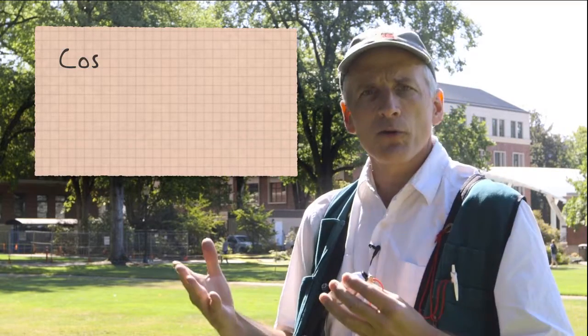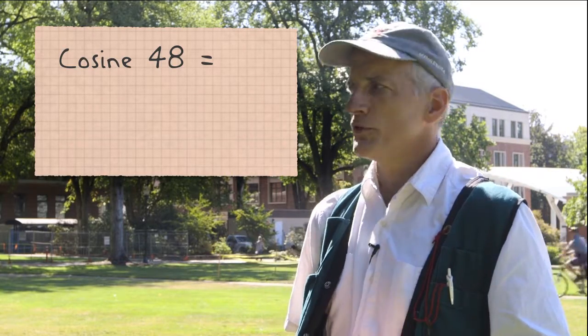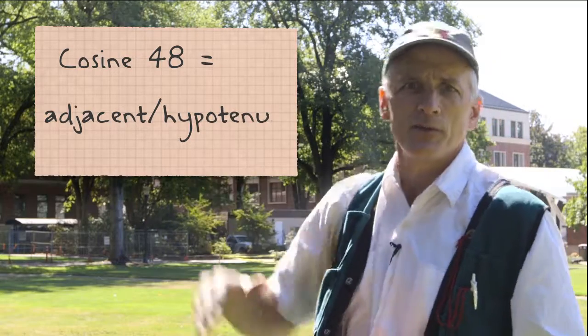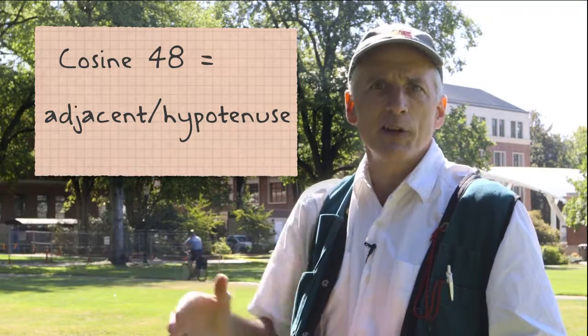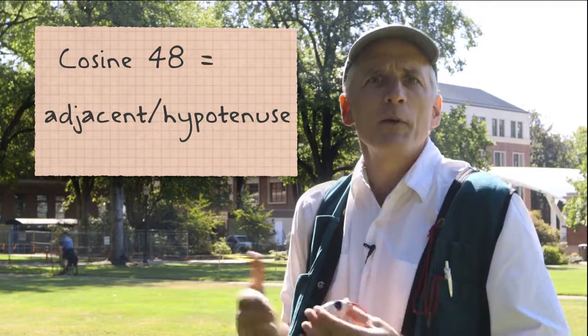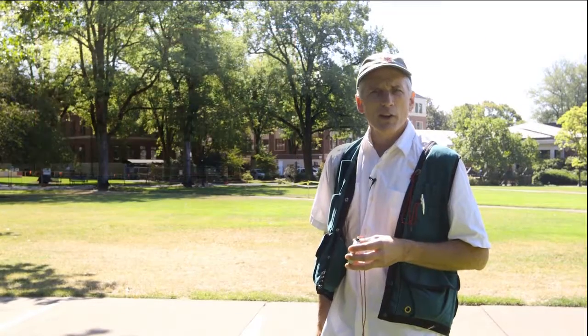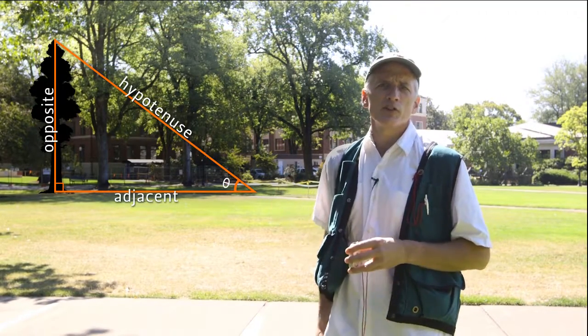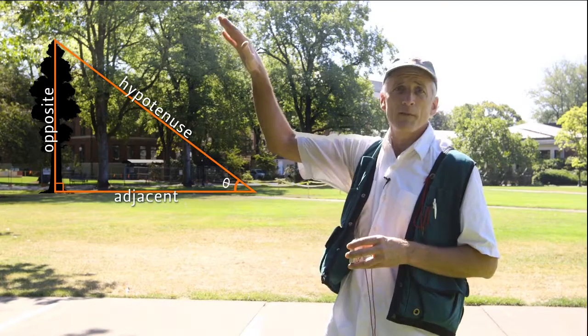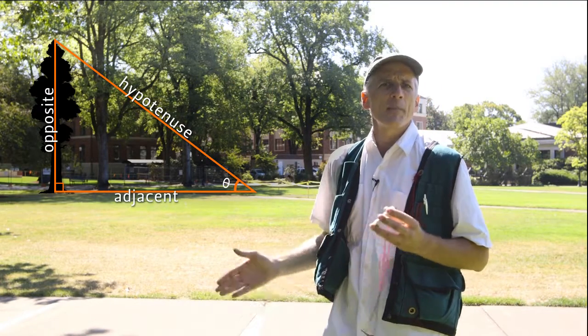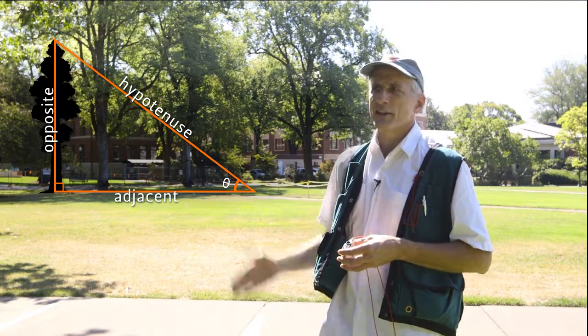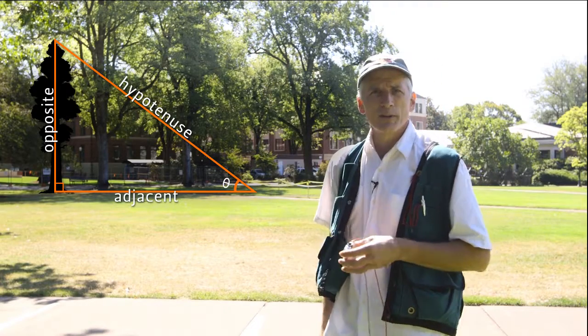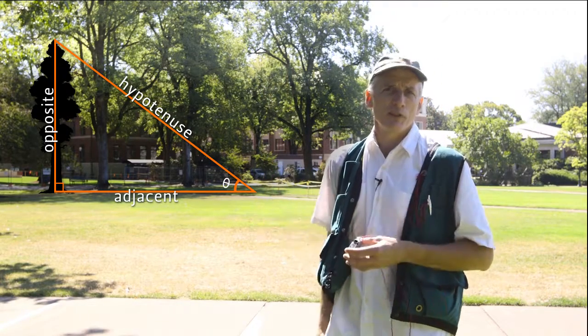So in terms of our right triangle, we're going to have cosine of 48 is equal to adjacent over hypotenuse. And the adjacent side is going to be that ground distance that we've already measured. So in our case, we're going to use the cosine function to find out the length of the hypotenuse. Again, the hypotenuse is that imaginary line connecting me to the top of the tree.